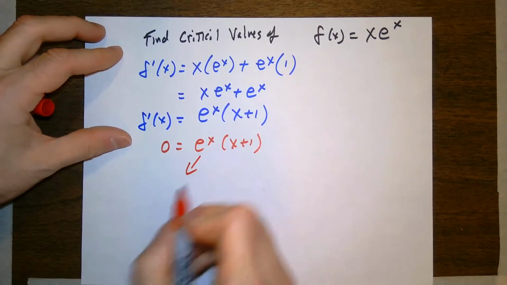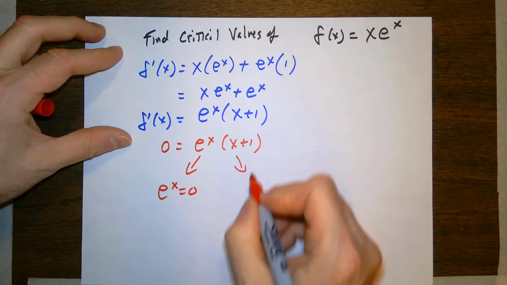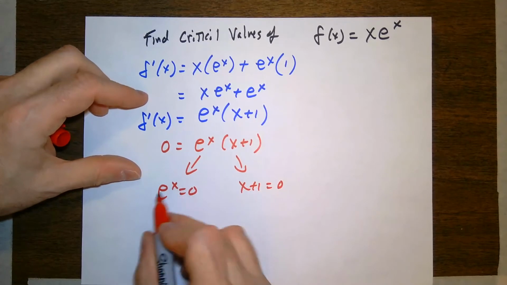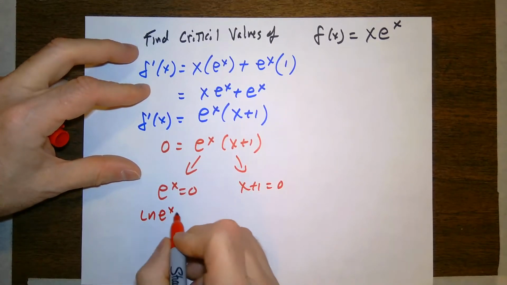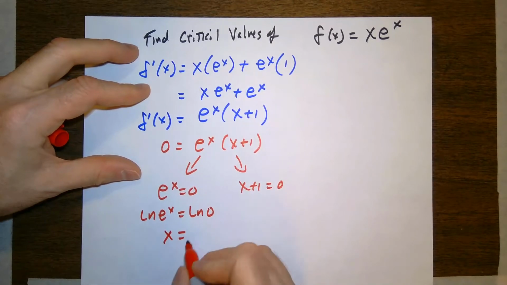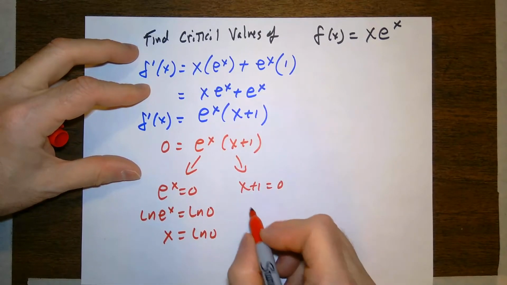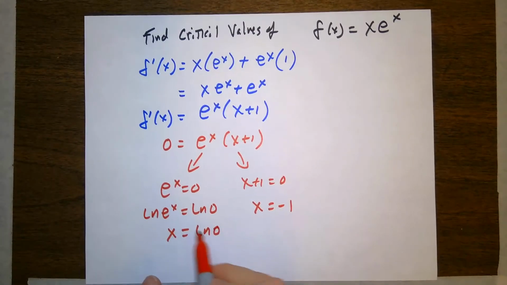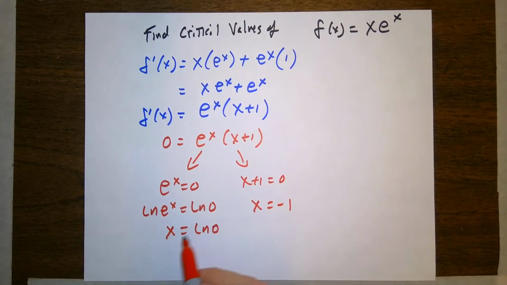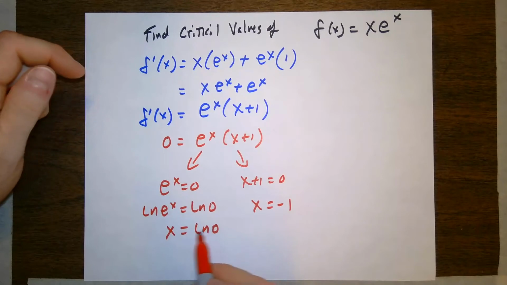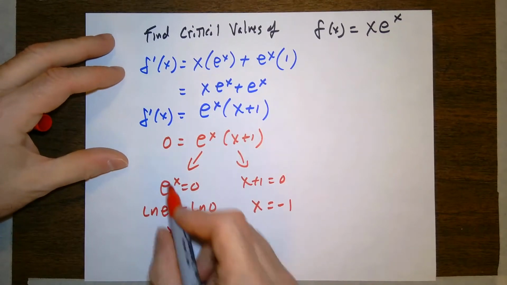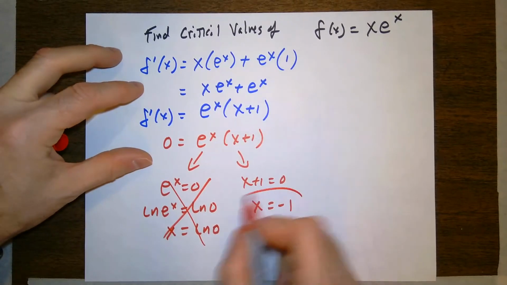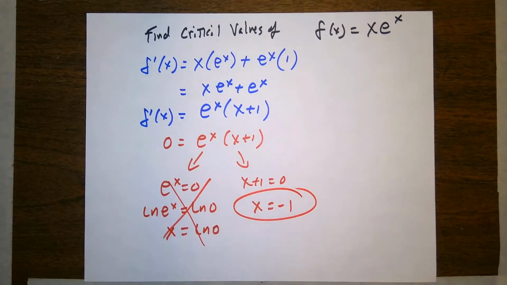Well, it's already nice and well behaved and factored, so I can say e to the x equals 0, x plus 1 equals 0. If I take the natural log of both sides, I get x equals the natural log of 0, and subtracting 1, x equals negative 1. And of course, this should jump out at you. This cannot be, right? You cannot take the natural log of 0, so there's nothing here. So that's an extraneous solution. It's not even part of the domain. So the only critical value I have in that function is at negative 1.